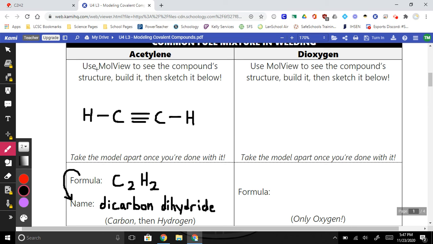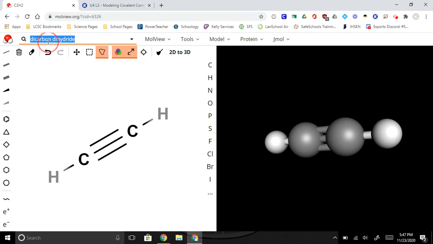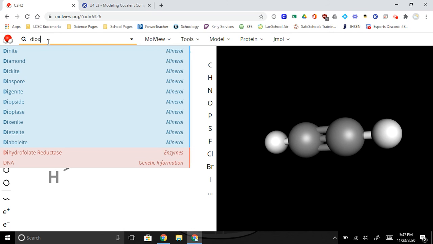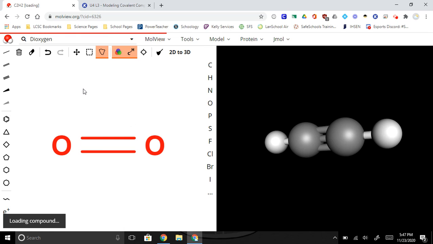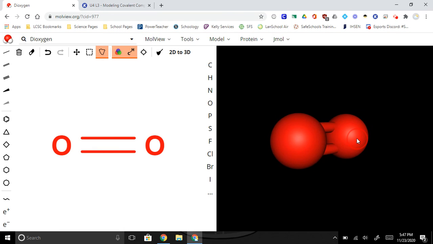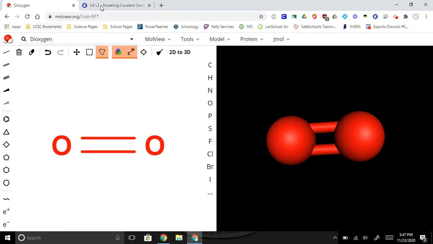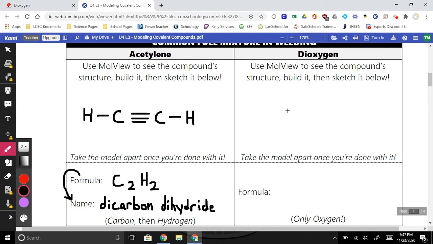We're going to look at dioxygen. Ooh, nice and simple. Just 2 atoms of oxygen bonded together. This will be a nice quick one to end the video. O, double bond O.